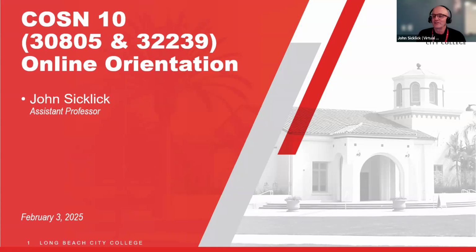We're here to have an online orientation for COSN 10. There are two online sections, 30805 and 32239. Those are your section numbers. Later on, we're going to ask you to do an assignment on Discord, where you will send me a direct message, and I'll explain that more in a minute, but include your section number. Sometimes students don't know what a section number is. It's the 5 digits following COSN 10 or COS 71, whatever course you're enrolled in.